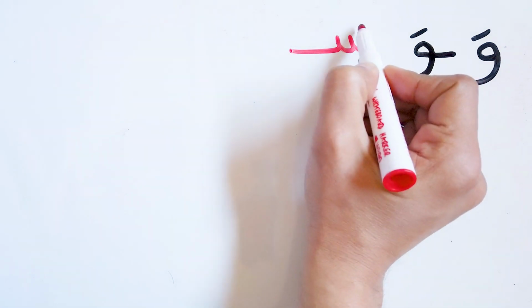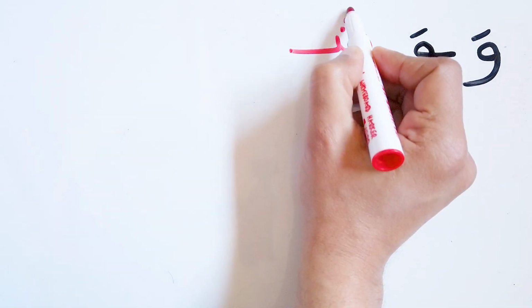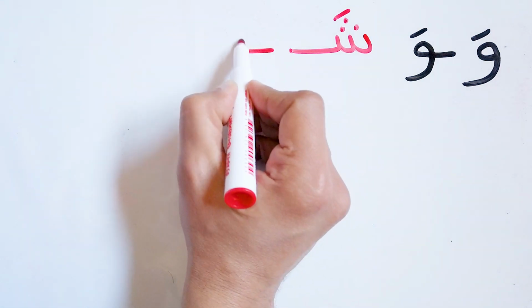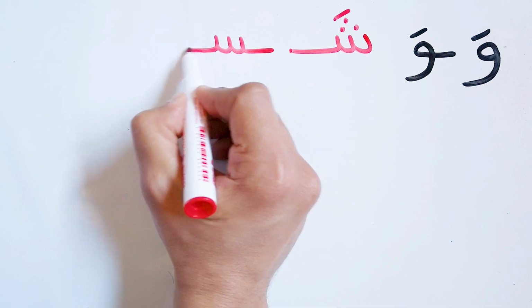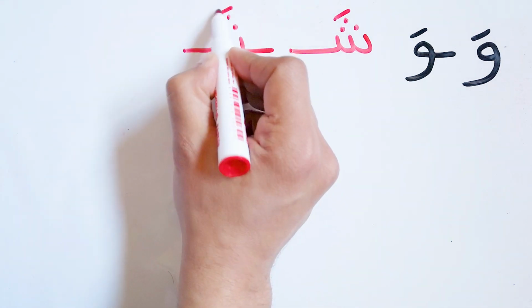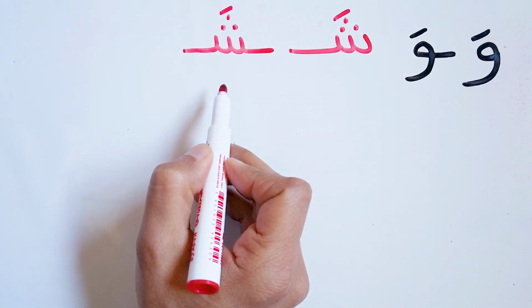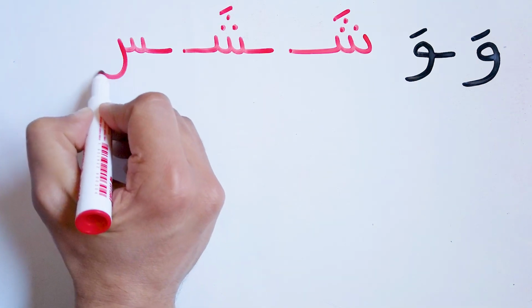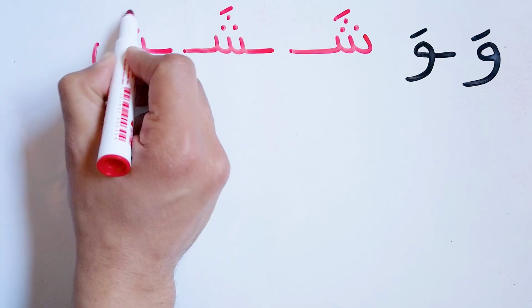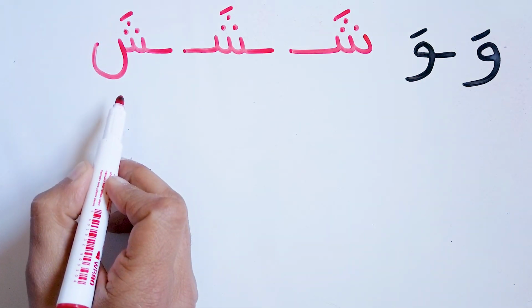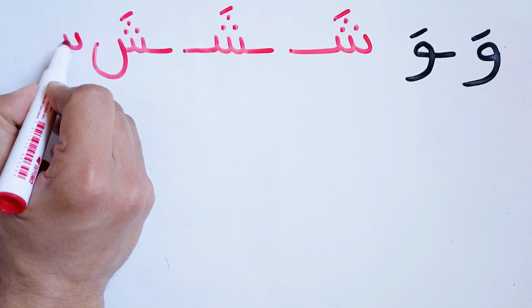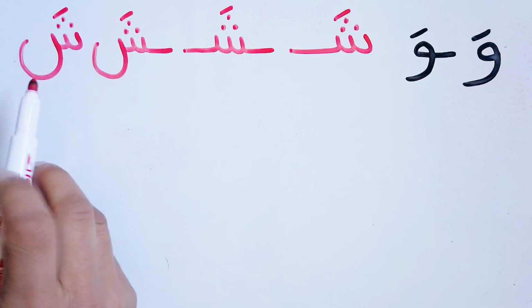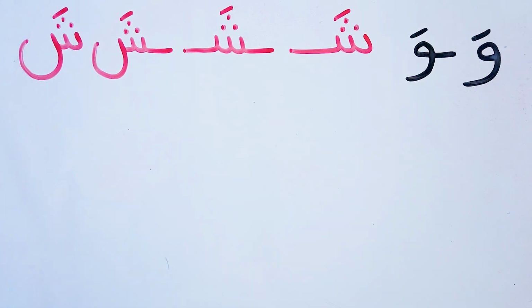Let's see sha. As we said, sha is the sister of sa. You have learned it before. Sha in the beginning of the word. Sha in the middle of the word. Sha in the end of the word.